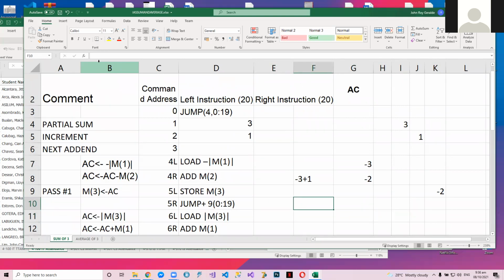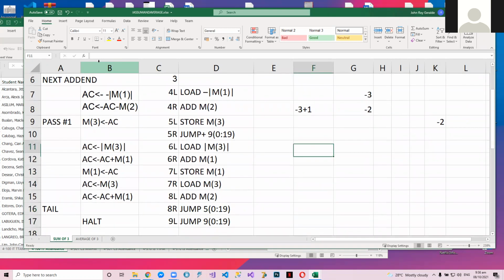Obviously, it will jump if the accumulator is a positive value or non-negative, which means 0 or above. Jump plus means non-negative. Now, since this is a jump to a tail, and the accumulator is a negative value, the jump plus will not go to the tail. It will only jump plus if the accumulator is 0 or positive. Any questions? So will we jump plus here to 9, the command after the tail?